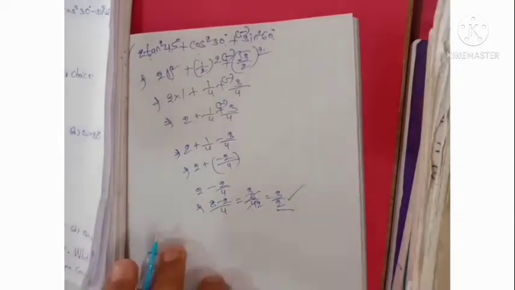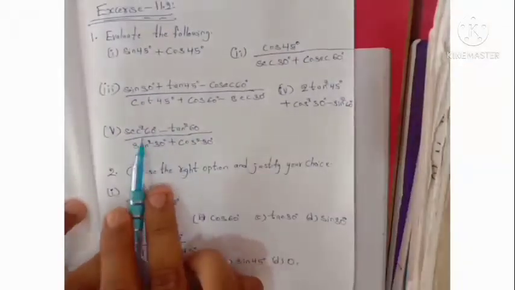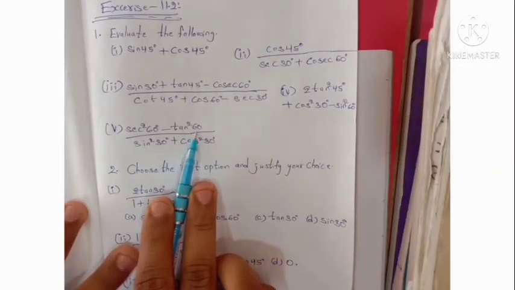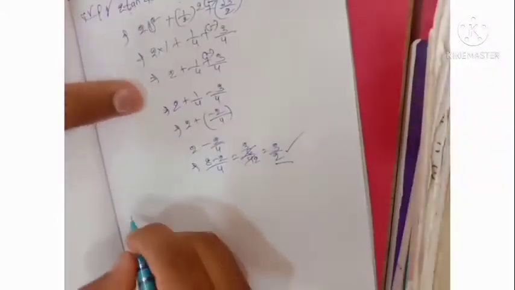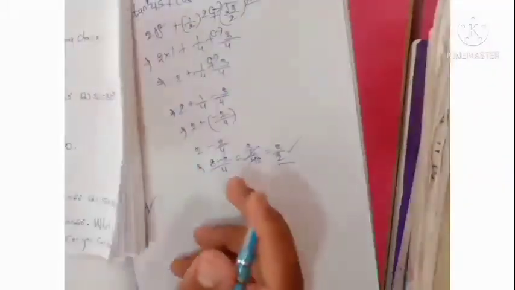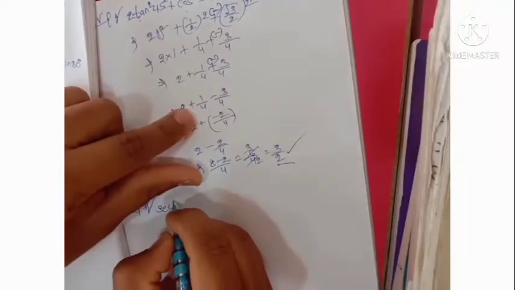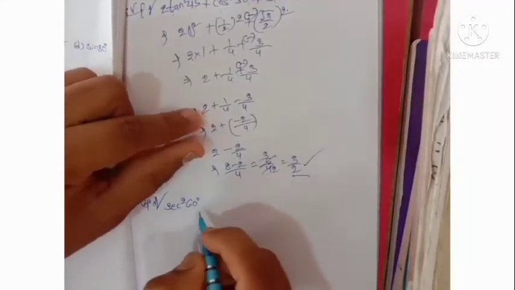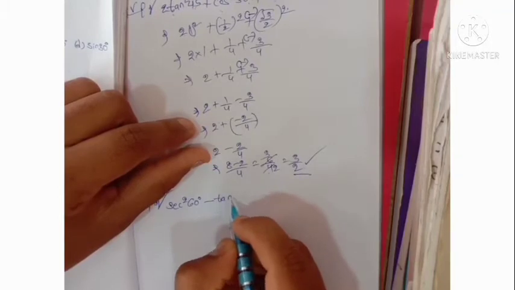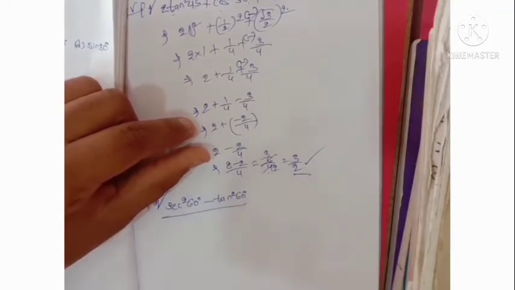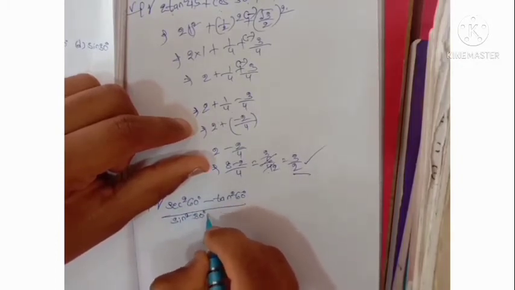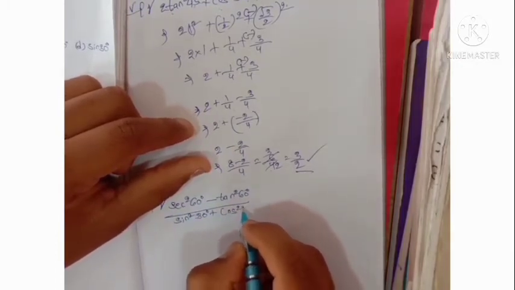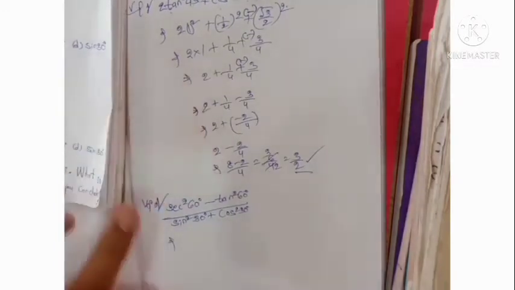Okay. Next question, it's the fifth one. Sec square 60 degrees minus tan square 60 degrees by sin square 30 degrees plus cos square 30 degrees. Okay, let's solve it. What is given? If you remember that trigonometric table, you can do all the problems. And if you remember the formulae, you can complete the trigonometric chapter simply. That's what I'm repeatedly telling. Watch that video if you didn't watch. If you watched, it's okay.